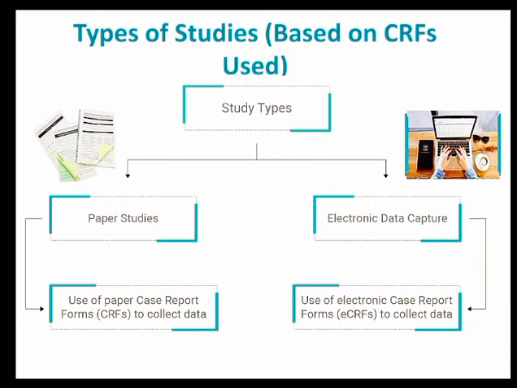Then, types of studies based on the CRF used. The study types are divided into two different types. These two types are, first, paper studies and, second, electronic data capture. In paper studies, paper case report forms, or CRFs, are used to collect the data. And electronic data capture uses electronic case report forms, or eCRFs, to collect the data.